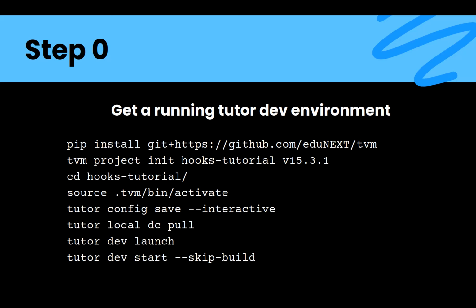Here, what we're doing is installing TVM, a Tutor version manager, which helps you get a different copy of Tutor and a different environment for all the projects you're working on, kind of like pip, but for Tutor. Then we'll initialize a project, and in there we'll run tutor config save, local dc pull, that's just downloading all the images, and then dev launch, which initializes it, and then dev start to actually get the project running. We will run that in a moment, in my console, so you can see it working.